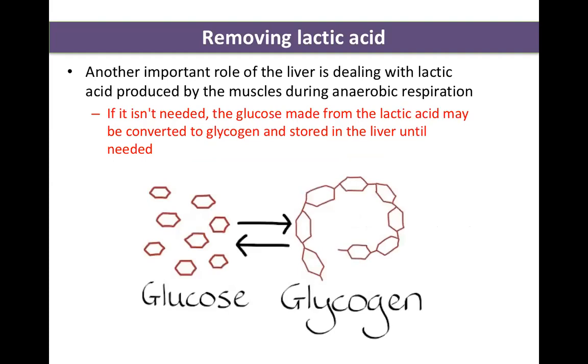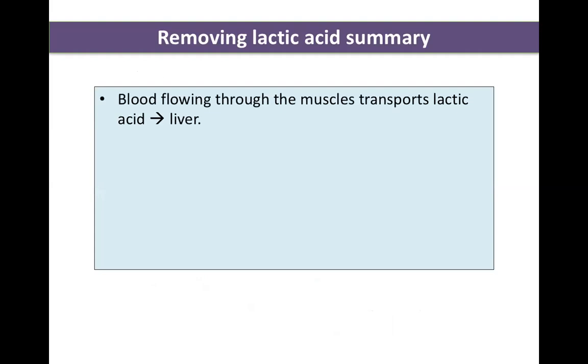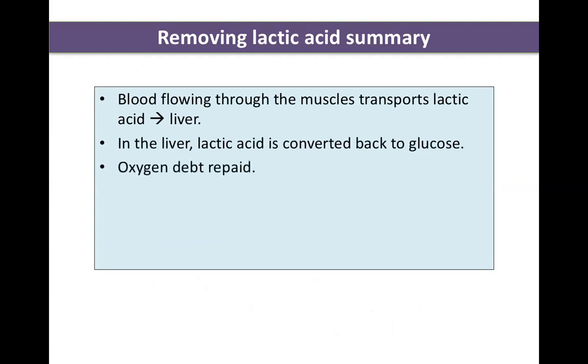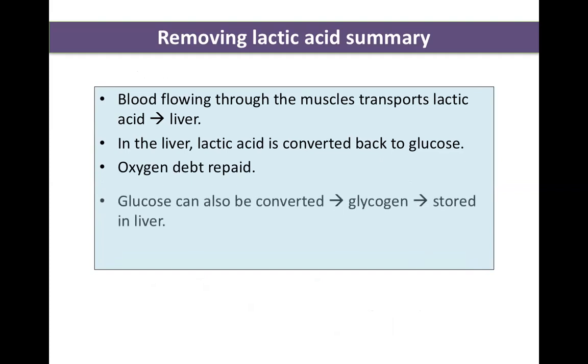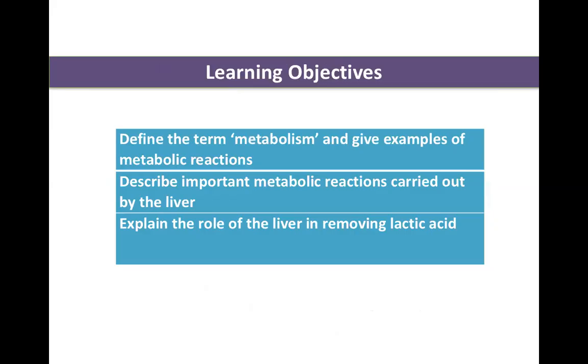And some of that glucose that's not needed can be stored as glycogen in the liver until we need it again. And remember, we had a look at this when we were looking at aerobic respiration in school, and it's the same concept of that glucose turning to glycogen to be stored. So just to summarize, blood flowing through the muscles transports lactic acid to the liver. In the liver, lactic acid is converted back to glucose, and that oxygen debt is repaid. Any glucose that is not needed is converted to glycogen and stored in the liver. So that just summarizes how that lactic acid is removed.